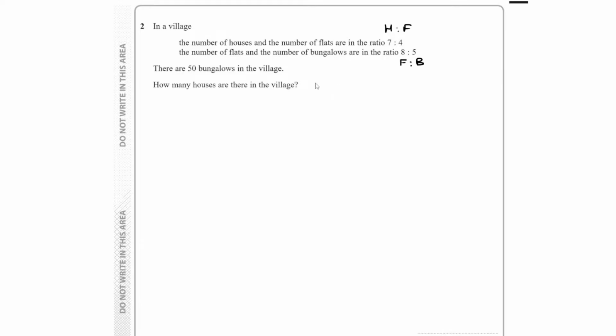There's different ways to do this. I personally like to make it into a 3-part ratio and then work out the 50. You could do it without doing that. You could do it straight. It's up to you. I like to make it into one whole ratio. So like this. So you see how I've got 7:4, and then overlapping on the flats is 8:5.